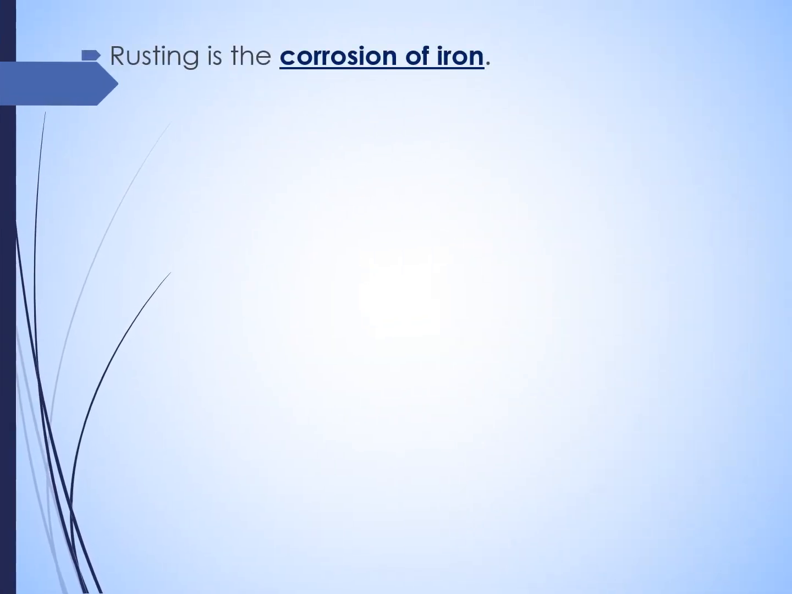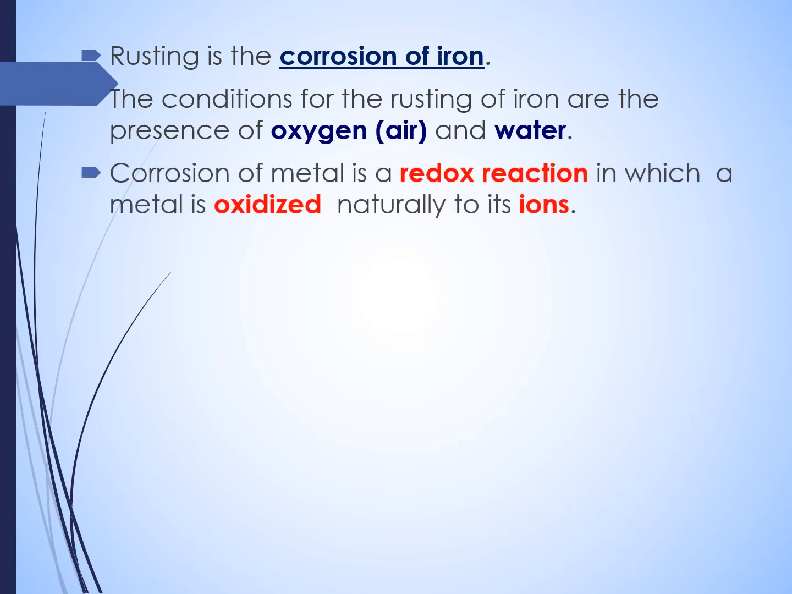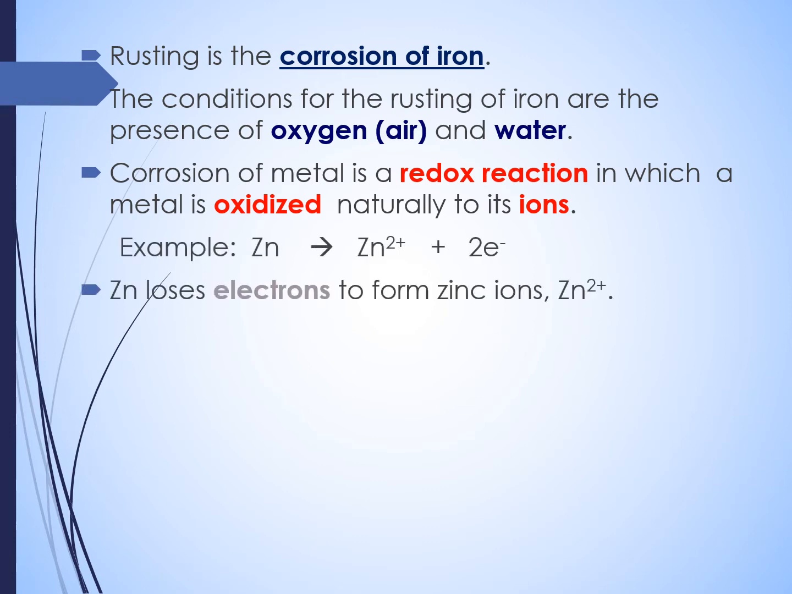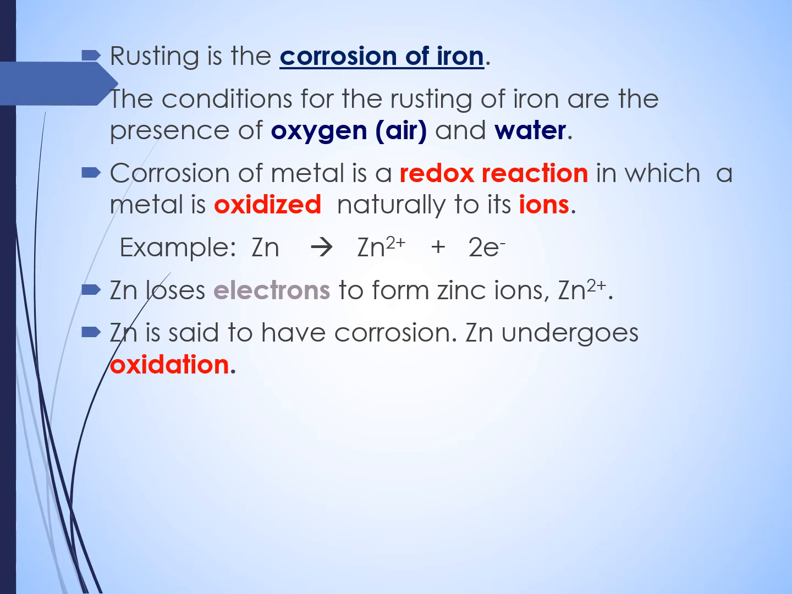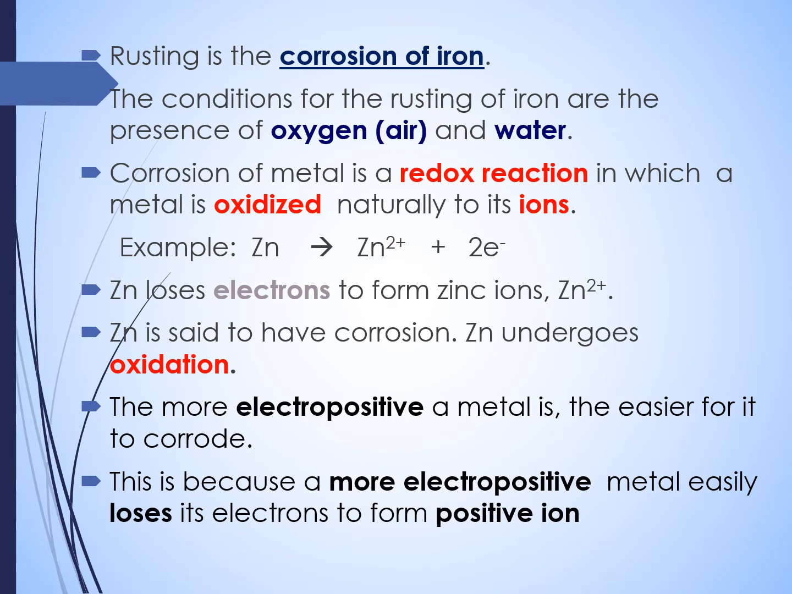Rusting is the corrosion of iron. The conditions for the rusting of iron are the presence of oxygen in air and water. Corrosion of metal is a redox reaction in which a metal is oxidized naturally to its ions. For example, zinc loses electrons to form zinc ion. Zinc is said to have corrosion. Zinc undergoes oxidation process. The more electropositive a metal is, the easier for it to corrode. This is because a more electropositive metal easily loses its electrons to form positive ion.